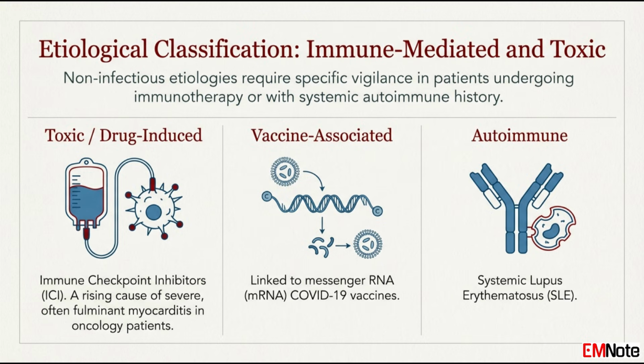Oncology is changing the landscape here, too. What are we seeing with, say, toxic or drug-induced causes? Immune checkpoint inhibitors. Right. These are life-saving drugs for cancer, but they can come with a serious cardiac cost. They are a rising cause of severe and often fulminant cases. And vaccines. We have to mention the COVID-19 connection. Yes, there's a known association, specifically with the messenger RNA COVID-19 vaccines.